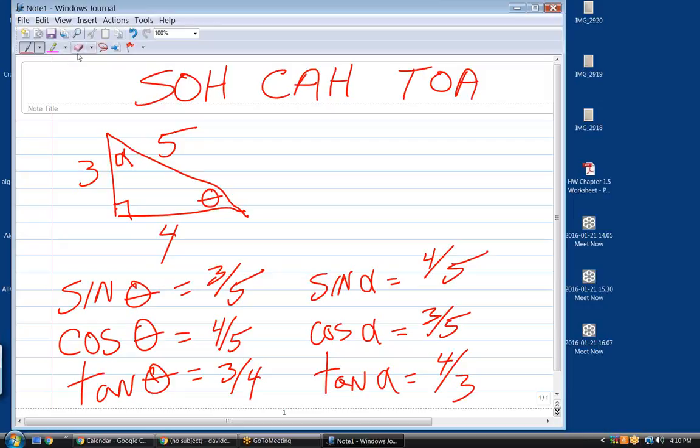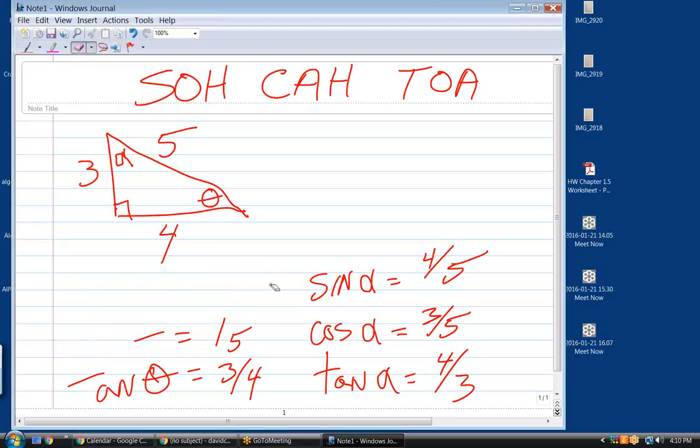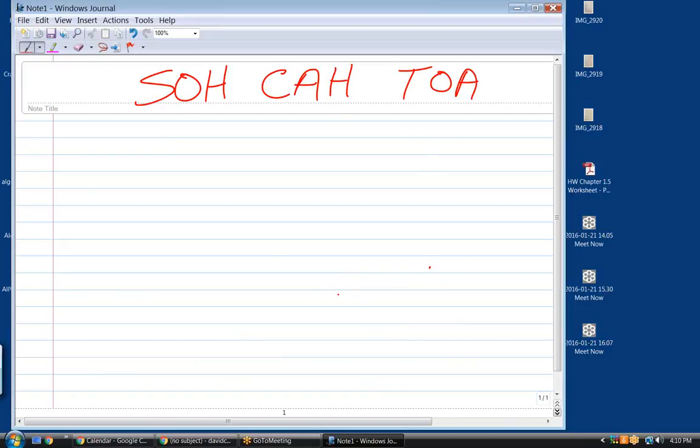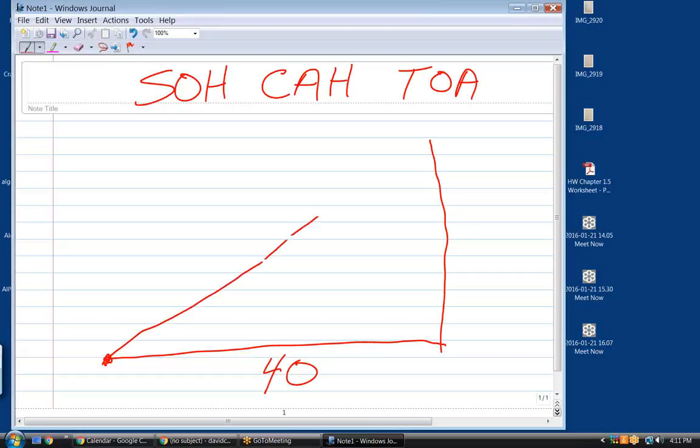Okay? Okay. Now, why is this useful? Well, it's pretty useful in analyzing triangles. Let's say you got a tree right there. And you're 40 feet away from the tree. You're standing right here. And you take your surveying instrument and you point it at the top of the tree and you discover that that's a 42-degree angle.